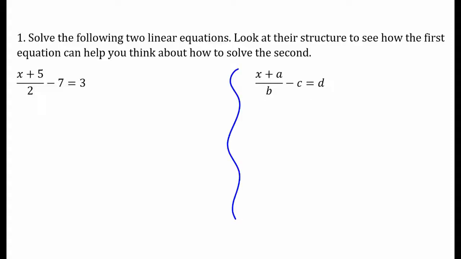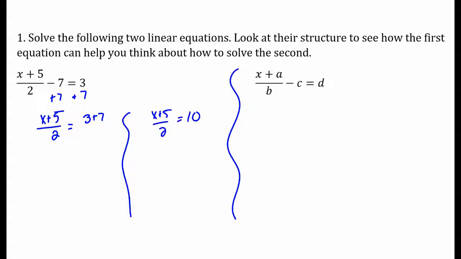And it's going to look a little weird how I solve it, but you'll see what I'm doing. I'm not going to combine like terms. So I think of my order of operations. I add 5, divide by 2, subtract 7. So let me add 7 to both sides. X plus 5 over 2. Notice how I'm going to write it. I'm just going to leave it as 3 plus 7. And over here, it's really 10. I'm going to do it two different ways.